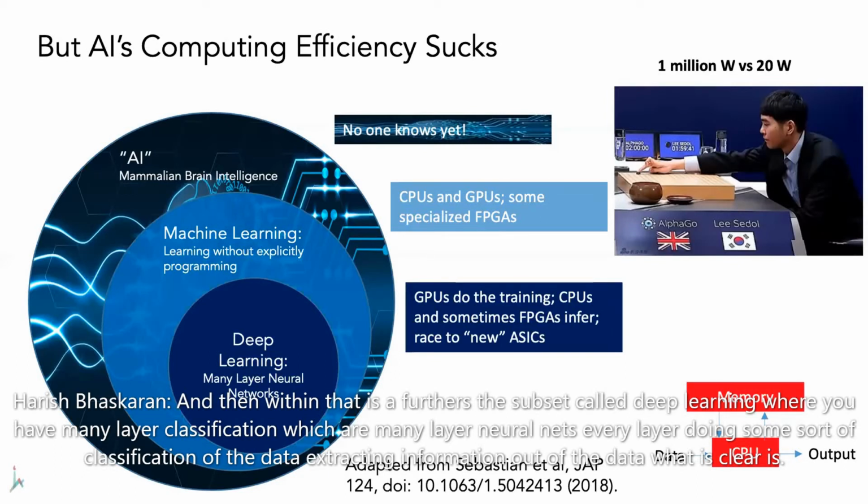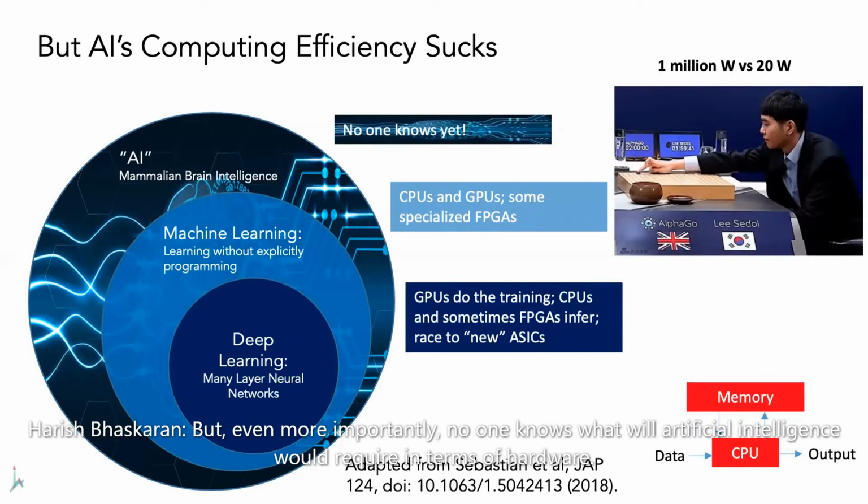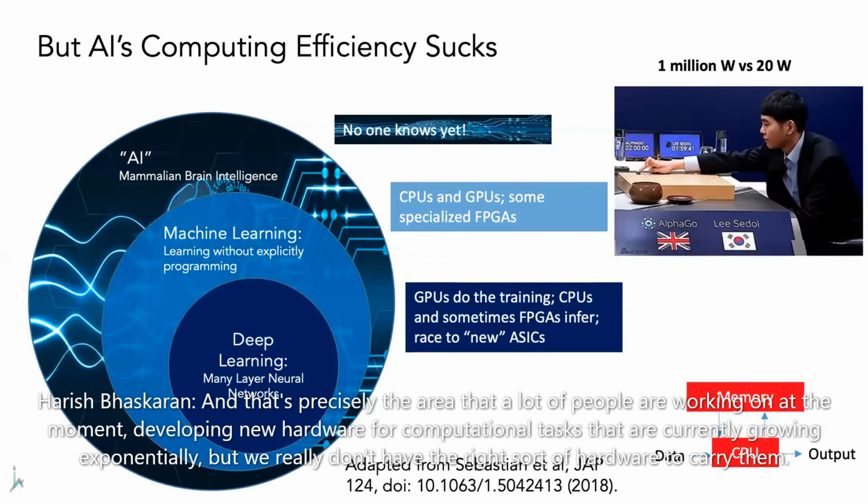What is clear is that the hardware that's currently being used for deep learning and for machine learning exists, but it's not optimal. But even more importantly, no one knows what real artificial intelligence would require in terms of hardware. And that's precisely the area that a lot of people are working on at the moment, developing new hardware for computational tasks that are currently growing exponentially, but we really don't have the right sort of hardware to carry them out.